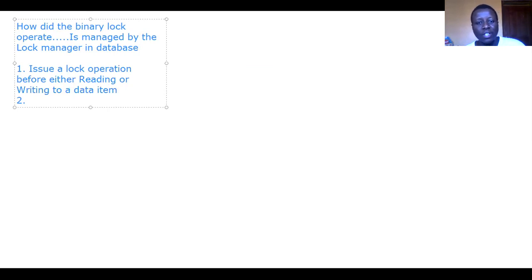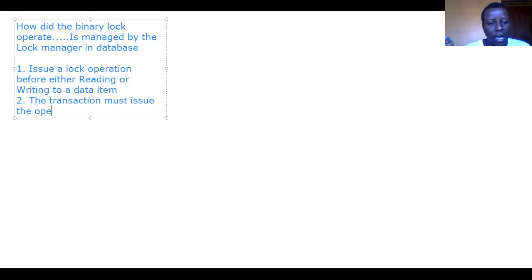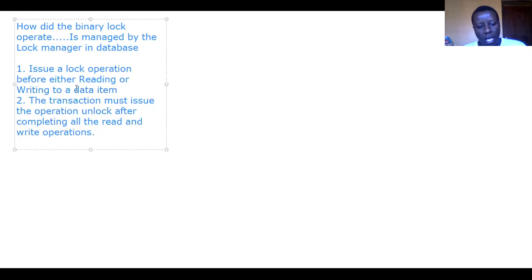2. A transaction must issue the operation unlock after completing all the read and write operations. So if you wanted to do a transaction, first of all, you have to issue a lock operation on that item, and then you must issue an unlock after you've completely finished with it.